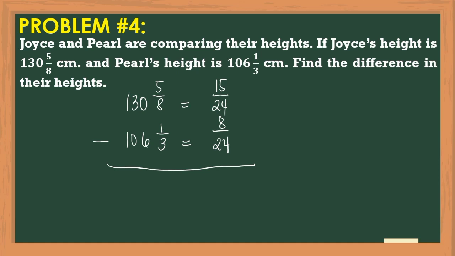So, subtract muna natin yung mga whole numbers. 130 minus 106. So, 0 minus 6 cannot be. So, we borrow 1 from 3. 3 will become 2. And then 0 will become 10. Okay, next. 10 minus 6, that is 4. 2 minus 0, that is 2. 1 minus 1, that is 0. Then dito naman tayo sa fractions. 15 minus 8, that is 7 over 24. Ibig sabihin, ang difference between the height of Joyce and Pearl is 24 and 7 over 24 centimeters.